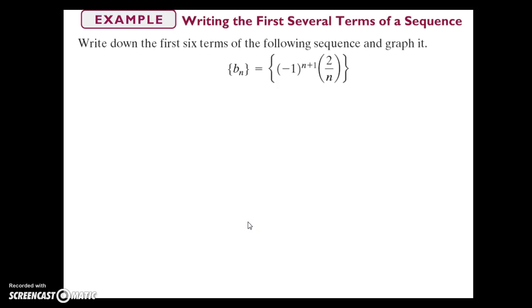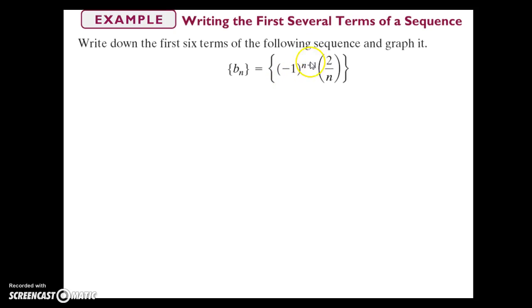So here's an example. We want to write down the first 6 terms of this sequence. This is sequence b sub n. Here's our rule for the sequence inside these brackets. Notice this thing right here, a -1 to an exponent. I've got n in 2 places. That's where we plug in our domain, positive integers.